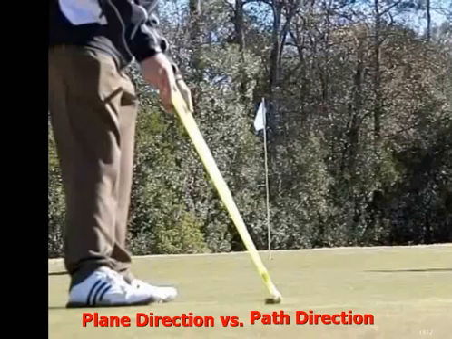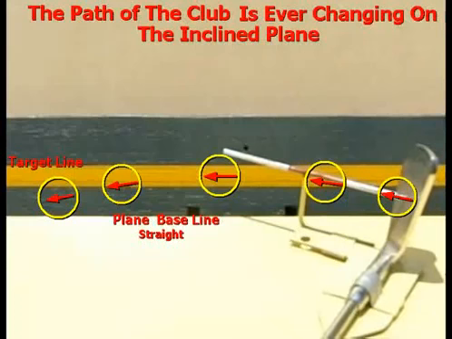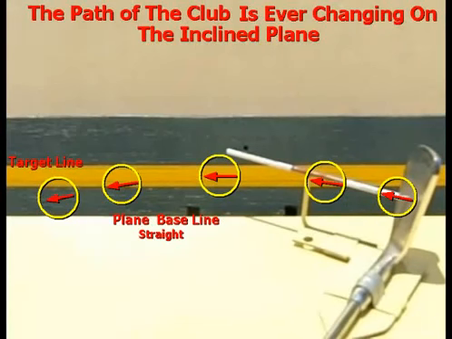So what I did is I created a model. It's called the D-plane model, and this will help explain this. The first thing we have to understand here is that the path of the golf club is ever changing on the inclined plane. So here from the straight sky view, you can see this stick sticking out of the face of the club. This stick is the motion of the club head. It's not the face angle. It's the motion, which is the path.